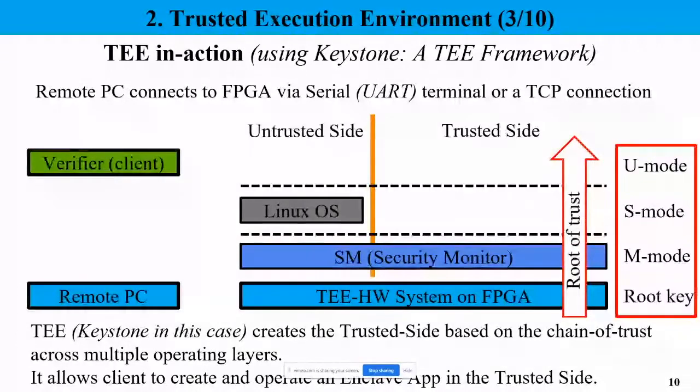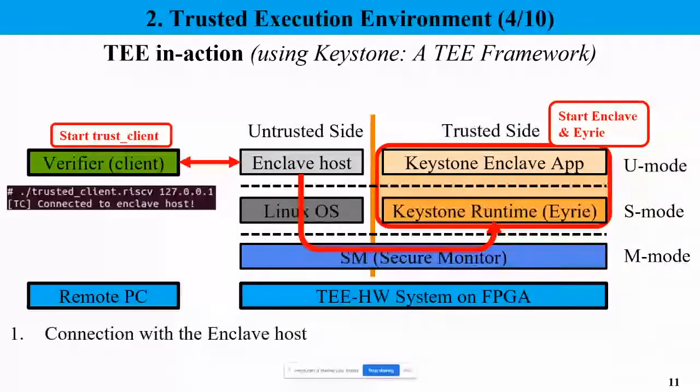Keystone builds a trusted environment using a chain of trust that is distributed in multiple levels of execution privilege. The chain of trust starts with the root key stored securely inside of the silicon, named silicon root of trust. From here, the execution of any procedure must be signed using this root key across different execution modes, such as machine mode, supervisor mode, and finally user mode, where the host resides. The TEE allows the program to create an enclave application on the trusted side from the untrusted side of the execution. The explanation of the procedure is as follows.